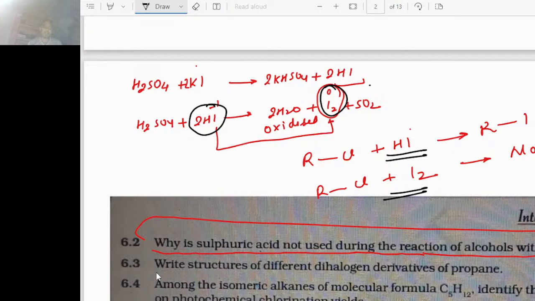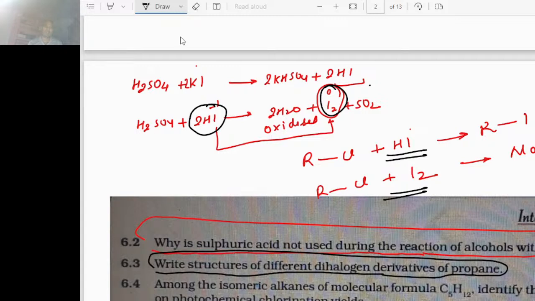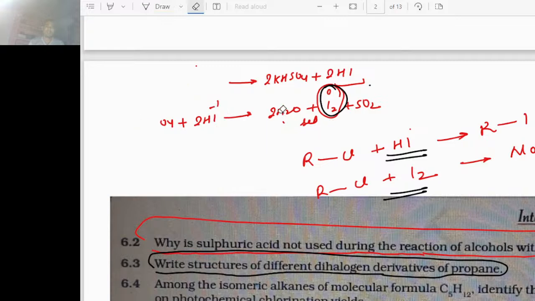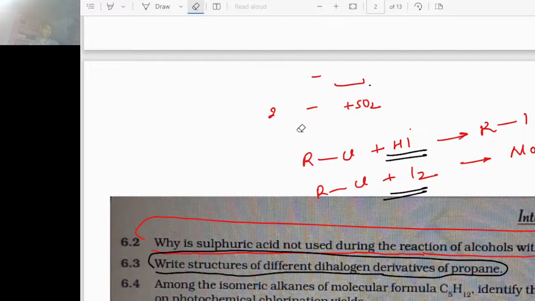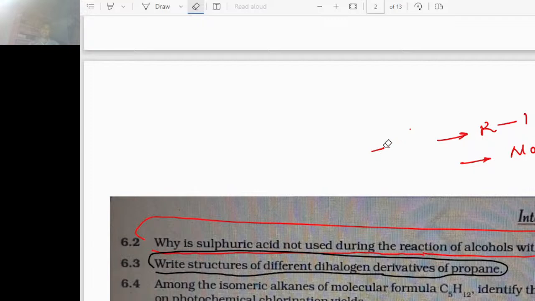Now the second one: write structures of different halogen derivatives of propane, student, right? So that is very simple, student. So we have to make halogen derivatives of propane. What is a derivative, student? Derivative means from where we are going to derive the haloalkane, so we have to replace the hydrogen, right, student, hydrogen with the help of the halogen.